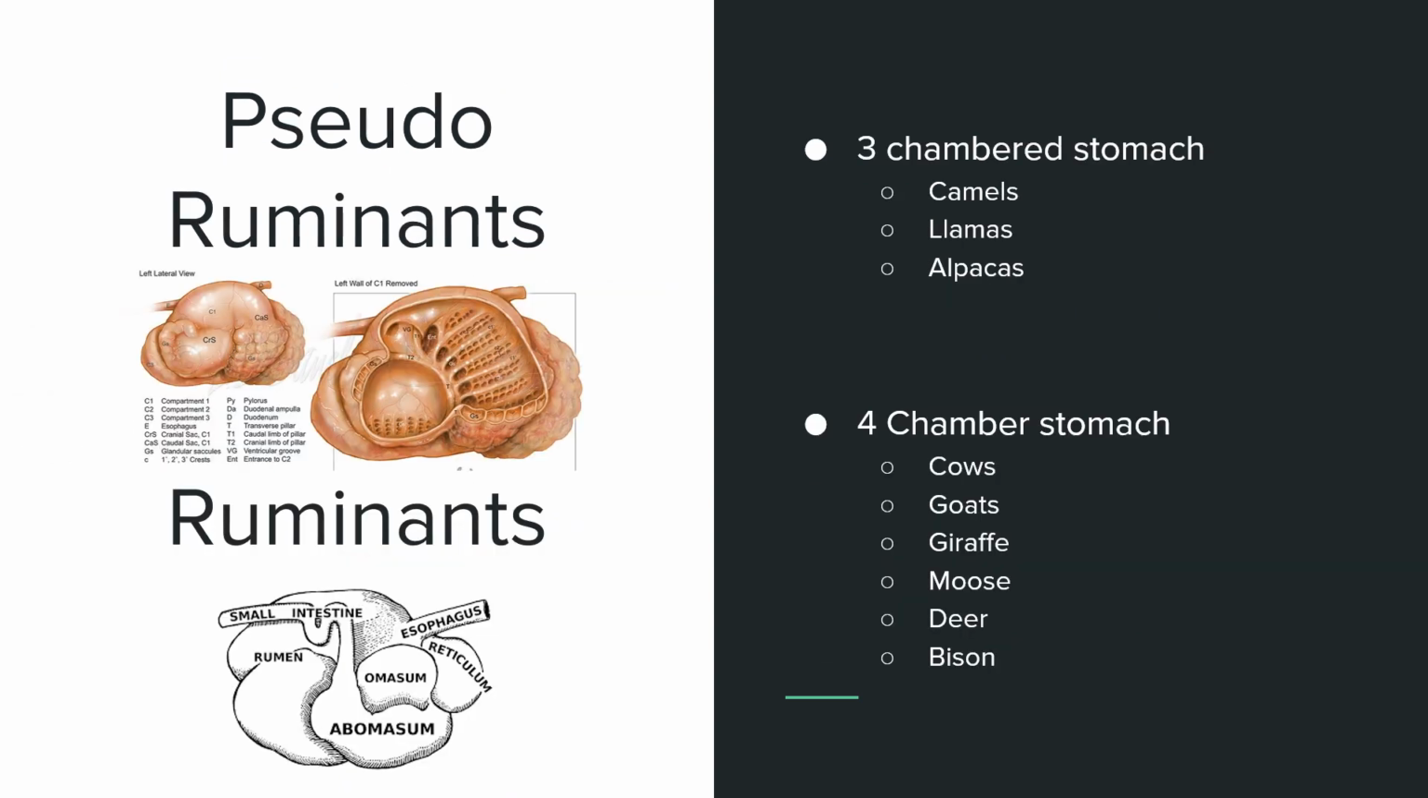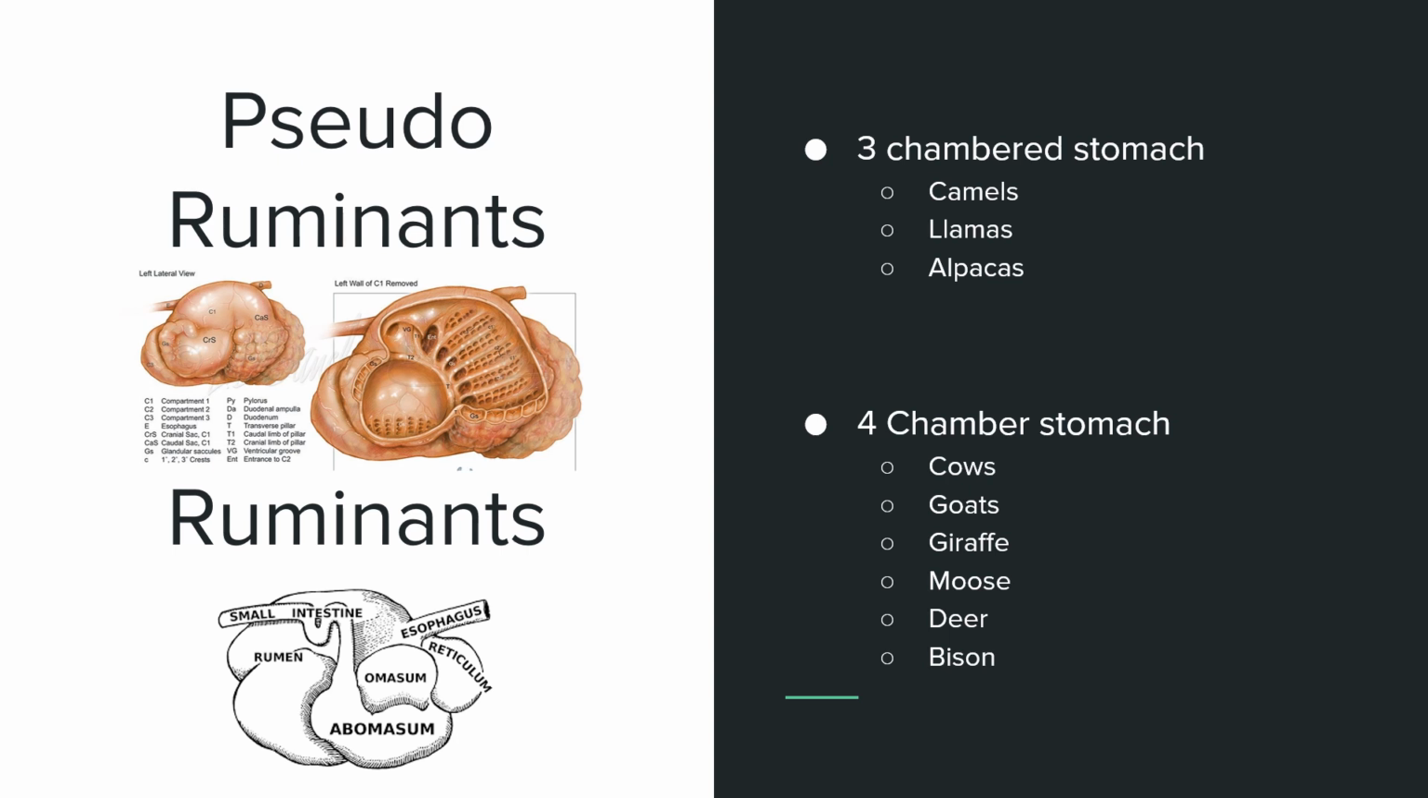So pseudoruminants are animals that have 3-chambered stomachs. These are camelids: camels, llamas, and alpacas. These are going to have 3 chambers. If you're able to look at the Google Doc, you can zoom in on that picture showing you those 3 compartments. It doesn't name them, which is fine. We don't need to know the names for those compartments.